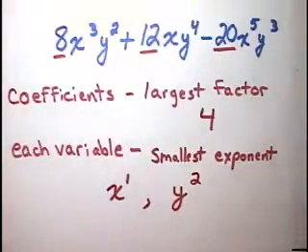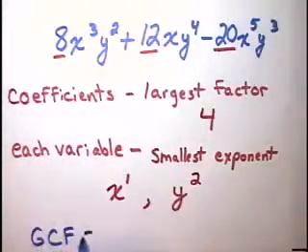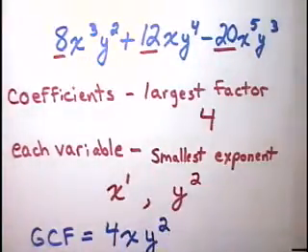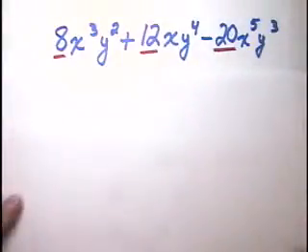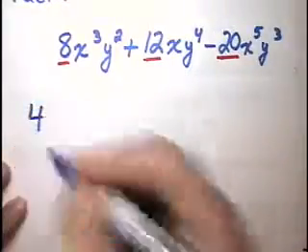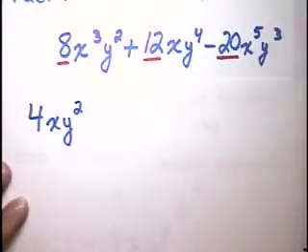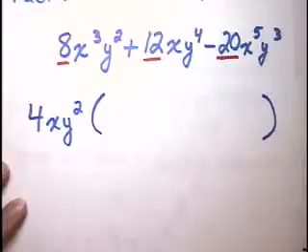So by looking at the coefficients and looking at each variable, I found the greatest common factor in this problem to be 4x y to the second. That's what I'm going to try to factor out. So going back to this trinomial, I want to divide out that greatest common factor that I just found, which is 4x y to the second. I'm going to divide that factor out of each of the three terms in my original trinomial.